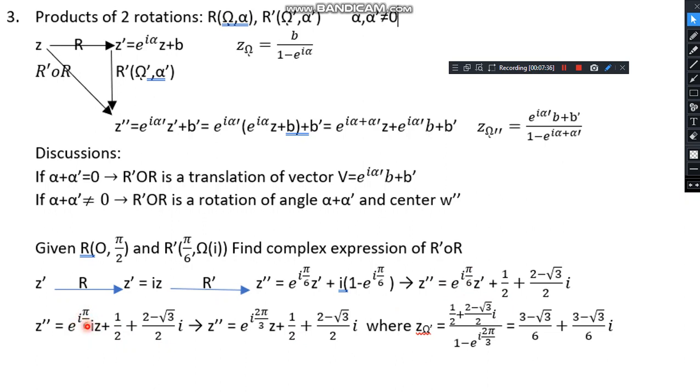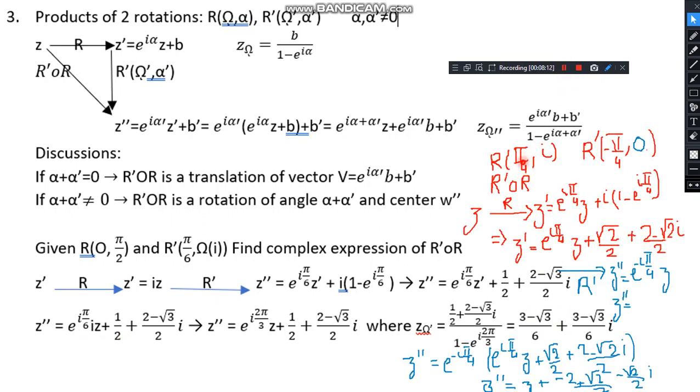You all know, if you multiply it by IZ, so Z here, we're going to get I is E^(I pi over 2). So you add the angle, you're going to get Z double prime equal E^(I 2 pi over 3) Z plus half plus 2 minus radical 3 over 2 I. And if you want to find the center W prime, you're going to do this whole expression here, half plus 2 minus radical 3 over 2 I divided by 1 minus E^(2 pi over 3). You're going to get this one using a calculator. You're going to get the answer faster.